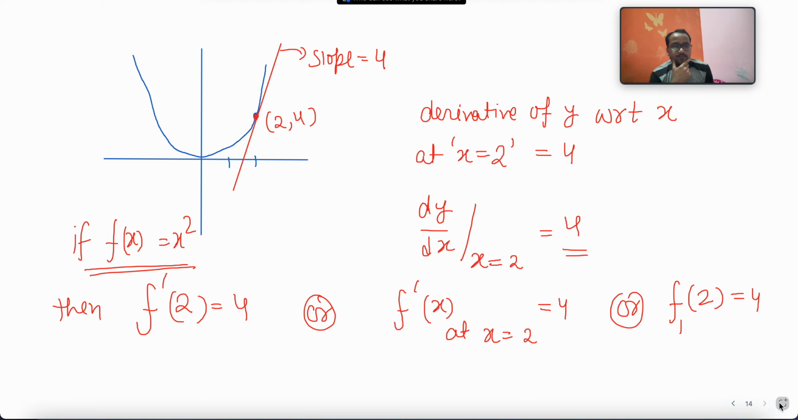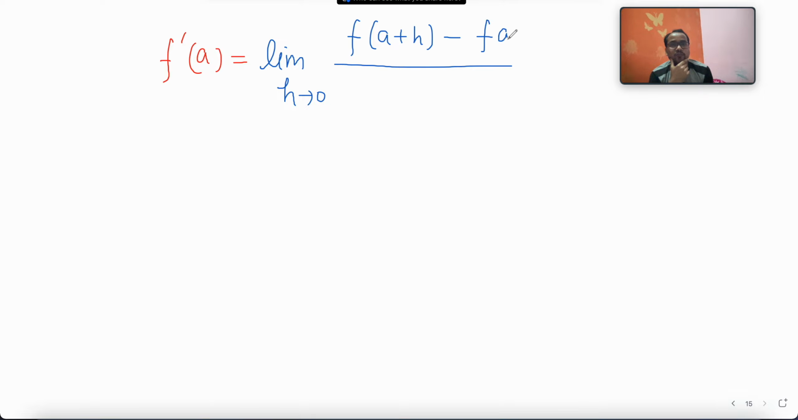So you know, f dash of a is what? Limit h tends to 0 f of a plus h minus f of a upon h. This is f dash a, or you can say derivative of f(x) at x equal to a.